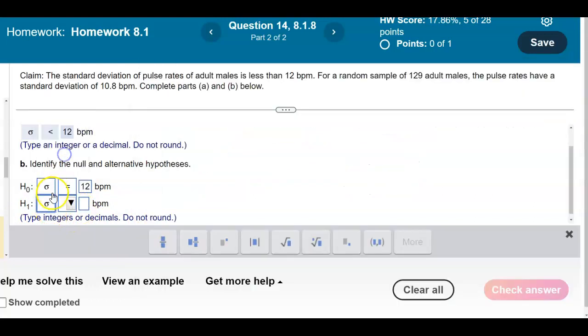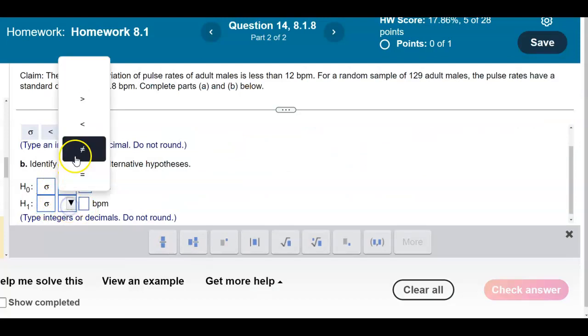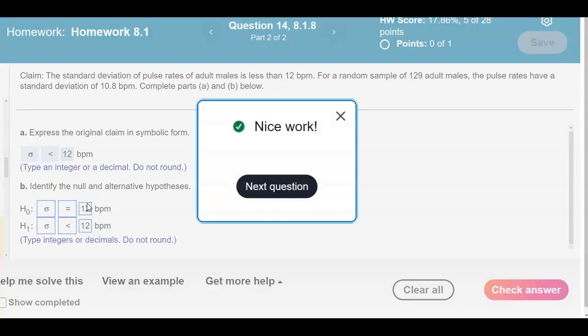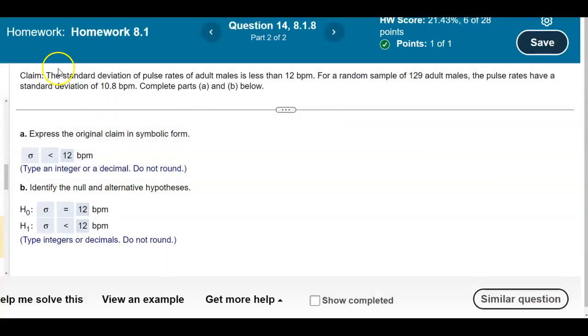So sigma, meaning the population standard deviation, less than 12. Press our answer, and there is our result.